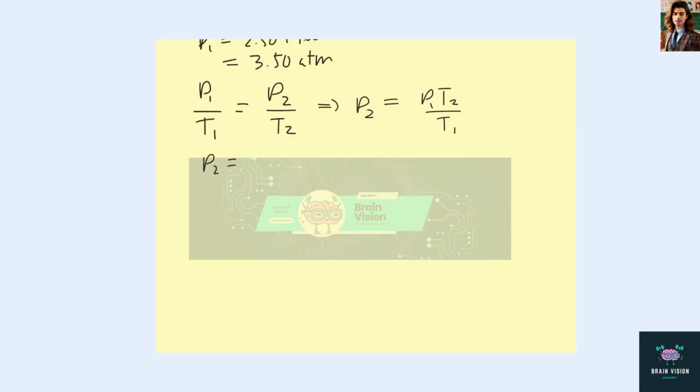We can put our numbers in. P1 we found is 3.50 atmospheres. T2, remember, is 45 plus 273 Kelvin, not degrees Kelvin, just Kelvin. And then our initial temperature is 15 plus 273 Kelvin. You should find that our new pressure, or our tire pressure after, is equal to about 3.86 atmospheres.